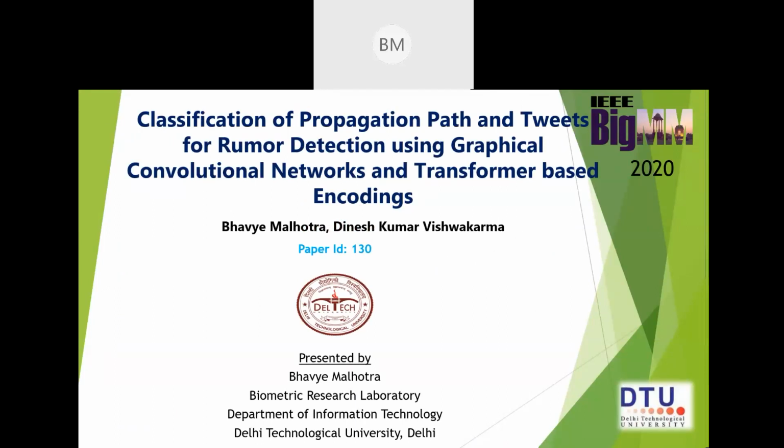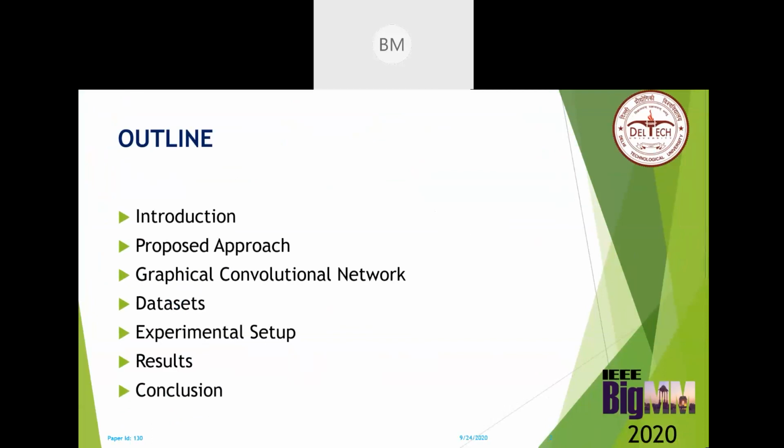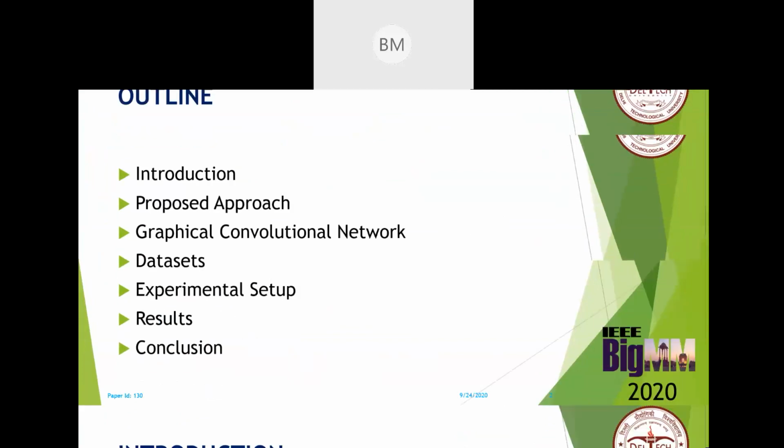and Transformer-Based Encodings. So, for the outline of today's presentation, we'll be starting off with an introduction, followed by the proposed approach. Afterwards, we'll talk briefly about the theory of graphical convolutional networks. Afterwards, we'll follow with the data sets and experimental setups and the results of the paper along with all the comparable methods. And lastly, we'll conclude our paper. So I'll start with an introduction.